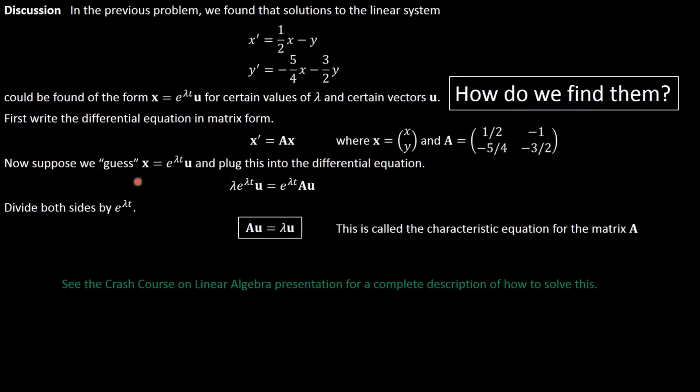In my previous video introducing you to systems of differential equations, we tried this little toy example here: x prime equals half x minus y prime equals and so on. We tried to find a solution of the form e to the lambda t u. After a bunch of work and dividing by e to the lambda t, we ended up with this equation here, Au equals lambda u.